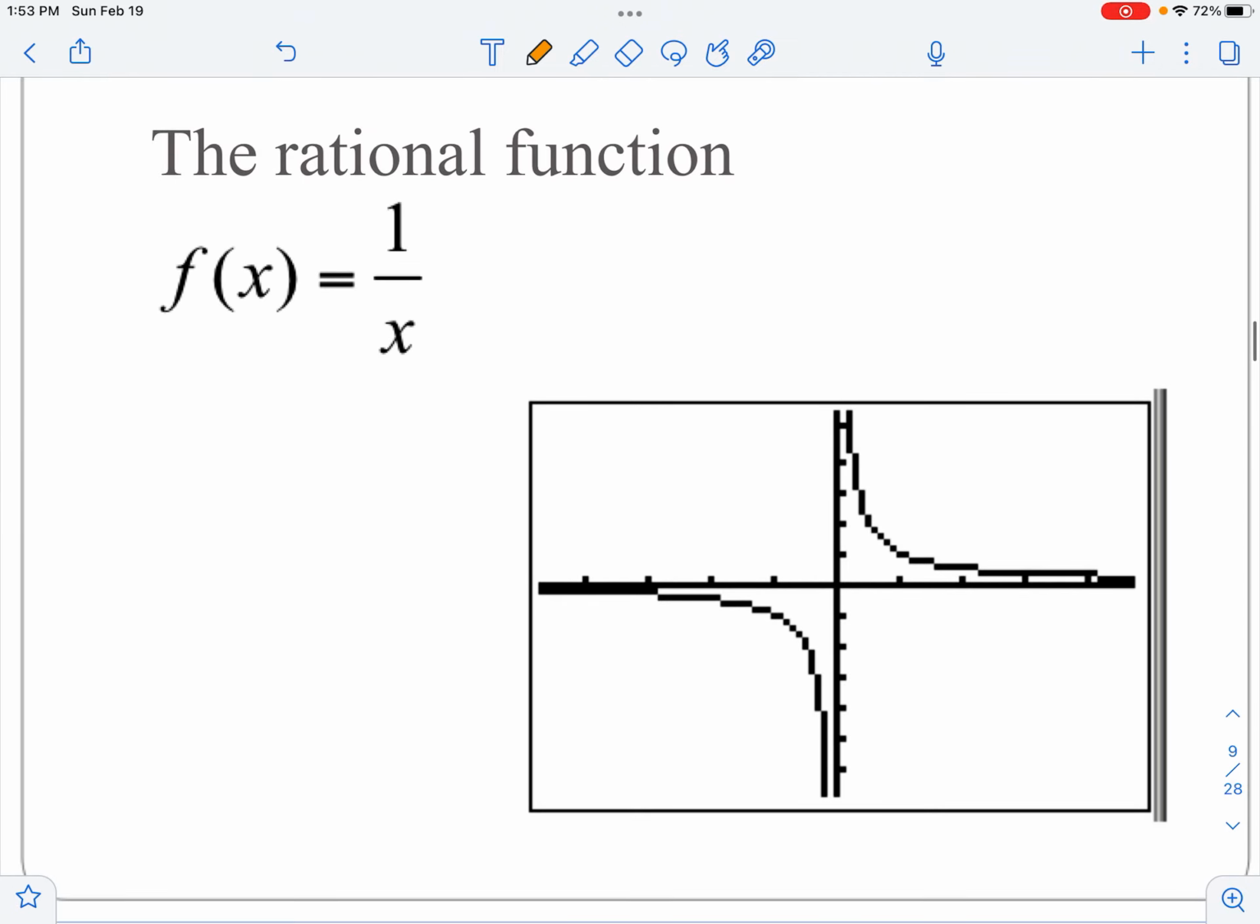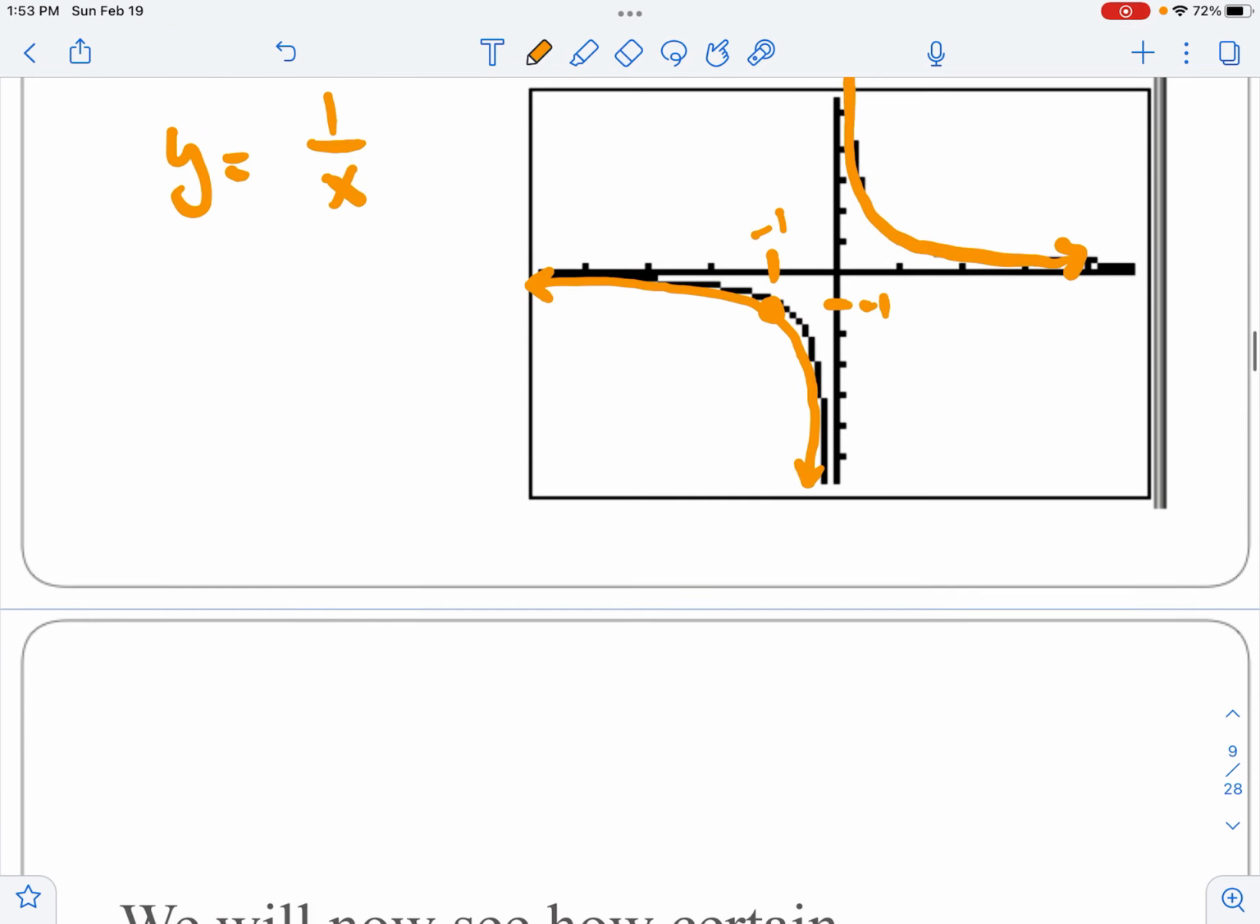The rational function, y equals 1 over x. This looks like this on the positive side, when x is positive, and then it has this sketch on the negative side for 1 over x. If x happened to be negative 1, then you would get negative 1, and so forth. So that's why this graph has this type of structure.